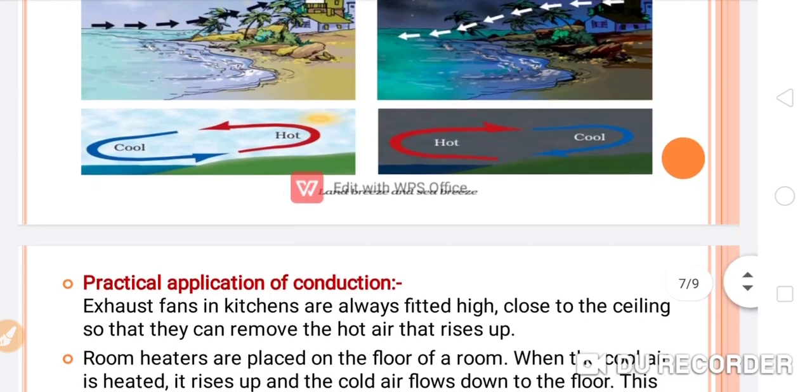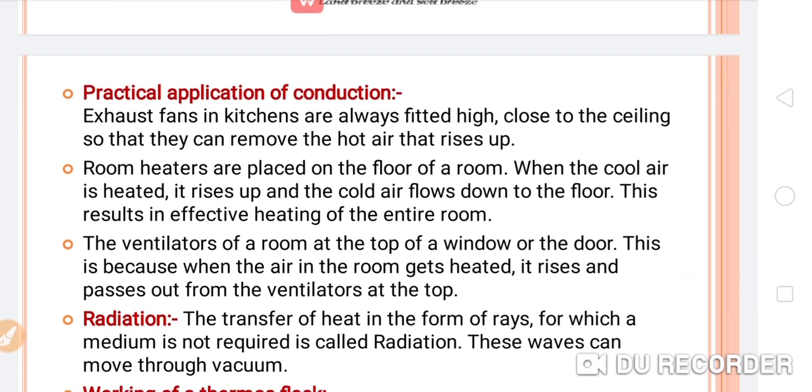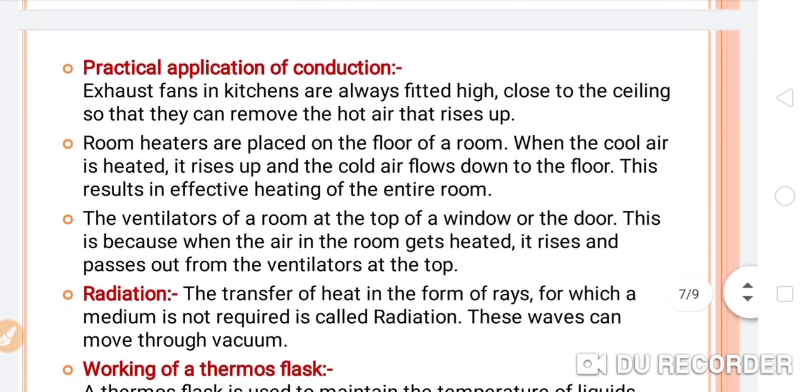Okay, now next, practical applications of convection. What are the practical applications? Let's see. Exhaust fans in kitchens are always fitted high close to the ceiling so that they can remove the hot air that rises up. So this is the first application.